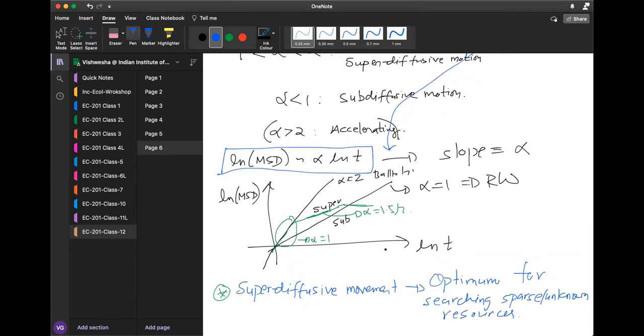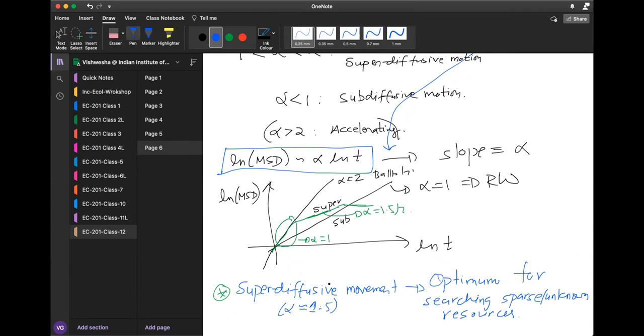So that means they are highly likely to find, say, food if they follow this movement. Exactly, in the superdiffusive region, somewhere in this range. In fact, superdiffusive with alpha closer to 1.5. There are many species where they do find evidence for these types of patterns.